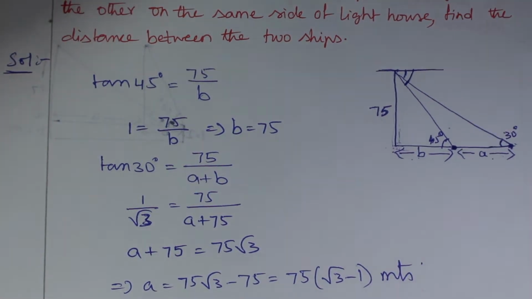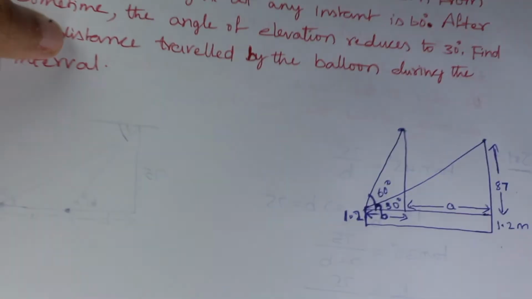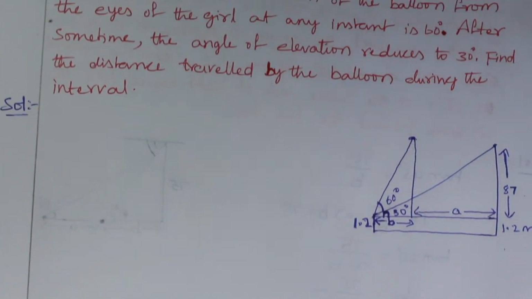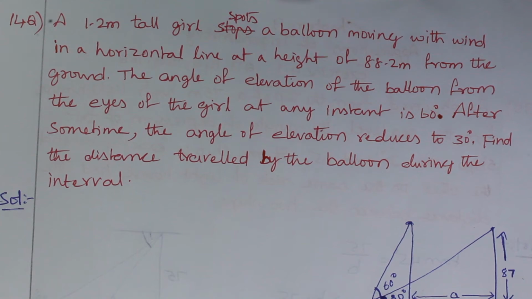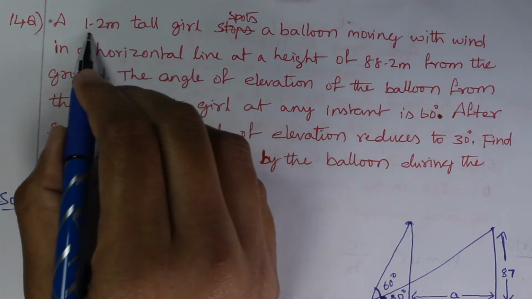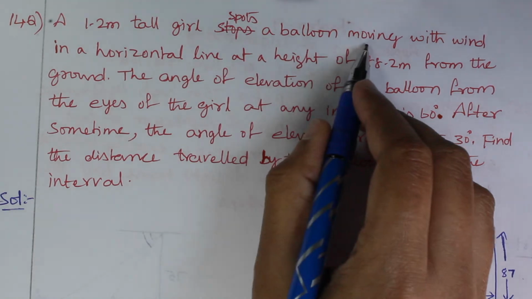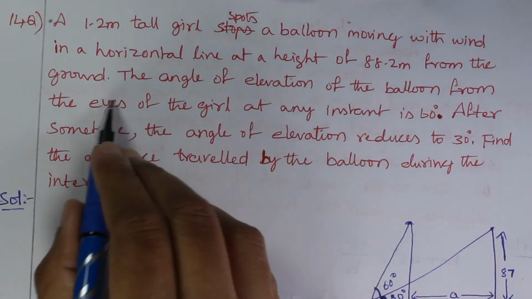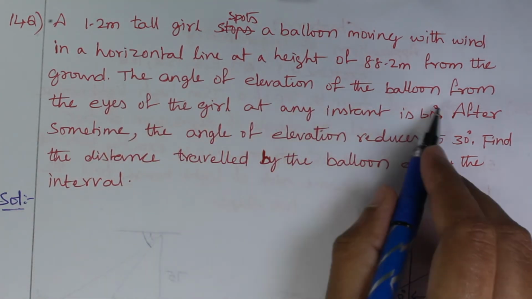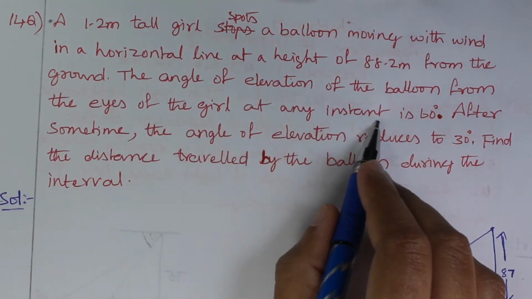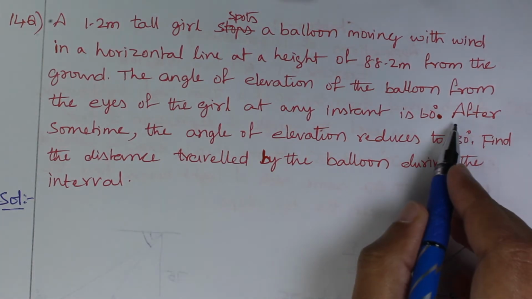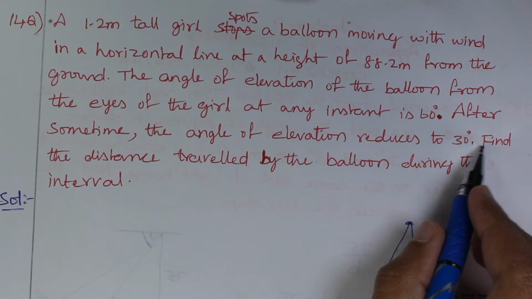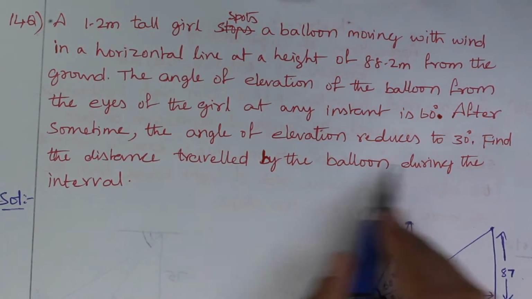Now let's move to the 14th question. A 1.2 meter tall girl spots a balloon moving with wind in a horizontal line at a height of 88.2 meters from the ground. The angle of elevation of the balloon from the eyes of the girl at any instant is 60 degrees. After some time, the angle of elevation reduces to 30 degrees. Find the distance travelled by the balloon during the interval.